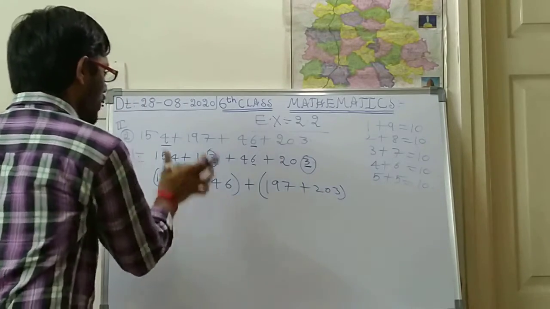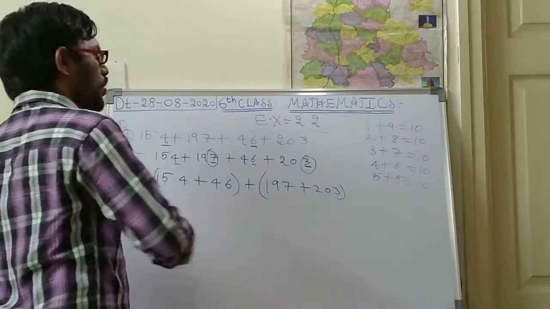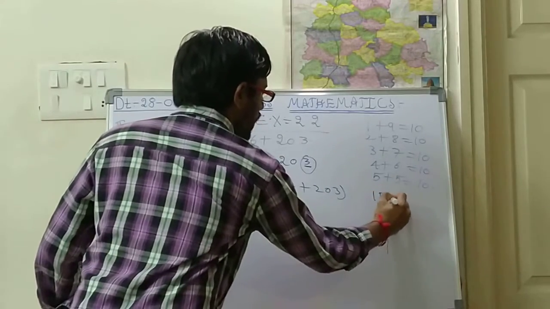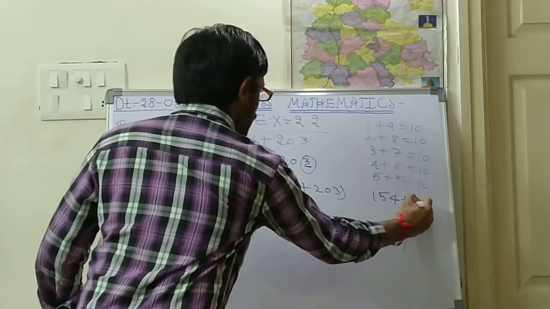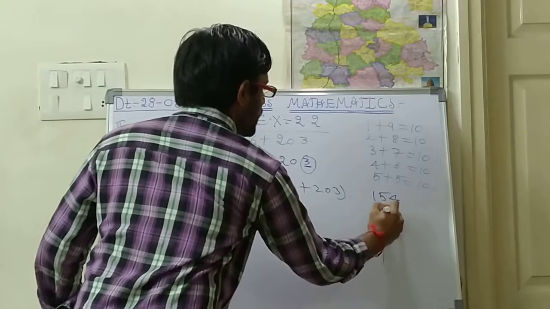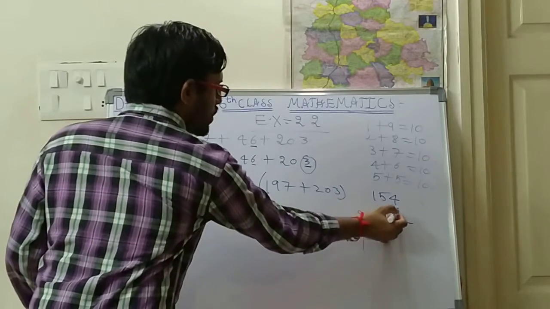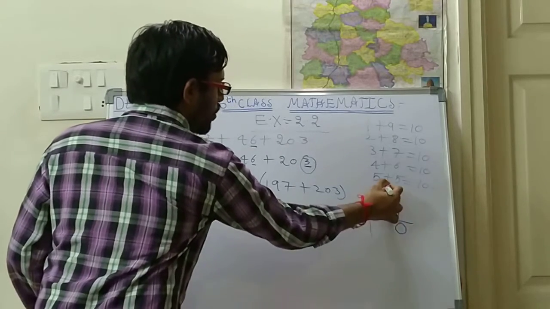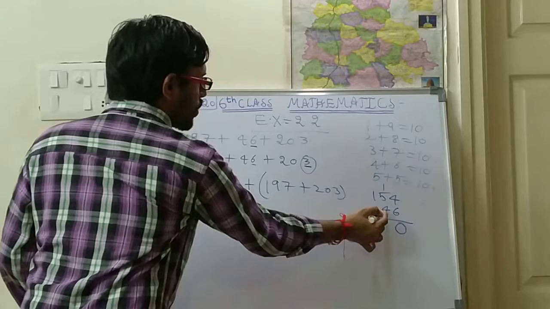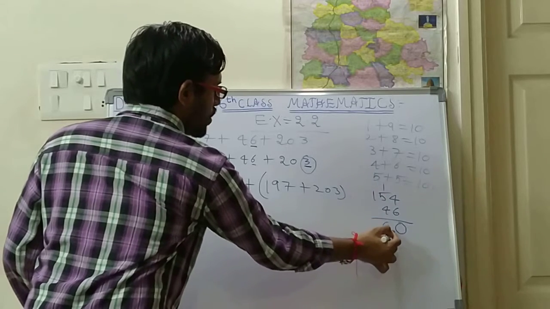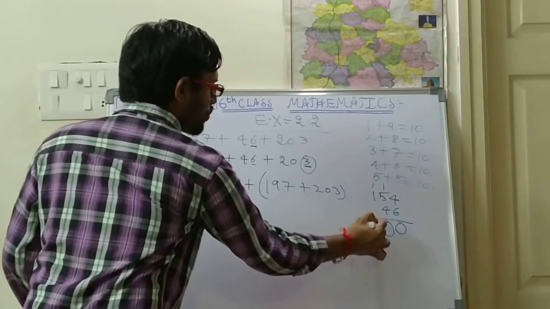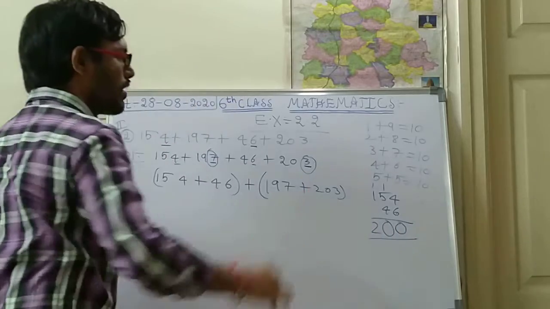So here, what is 154 plus 46? If you don't know, you do this here. Okay, side-wise, 154 plus 46. Okay, so do the addition. What is the addition? 6 plus 4, 10, 0, carry 1. 5 plus 4, 9, 9 plus 1, 10, 0, carry 1. 1 plus 1, 2. So what is the result?